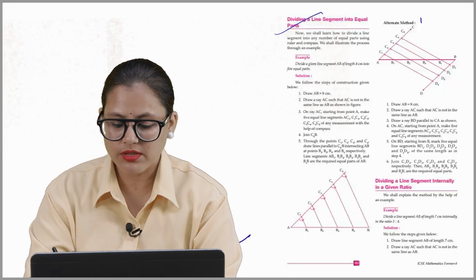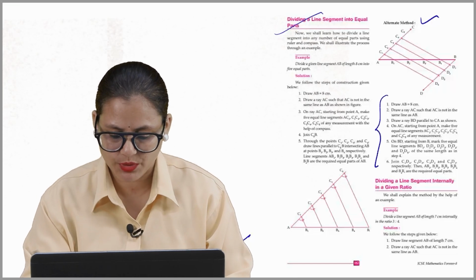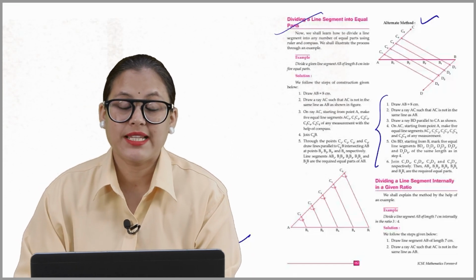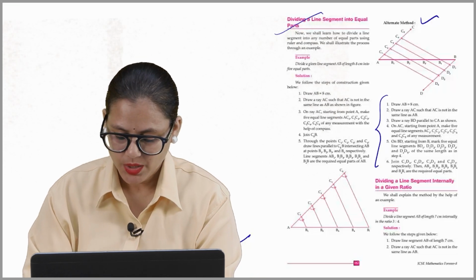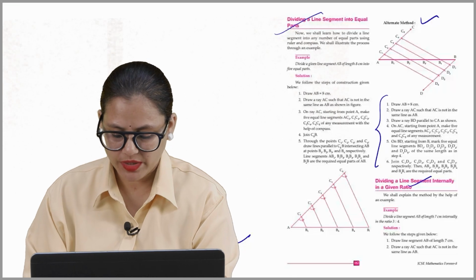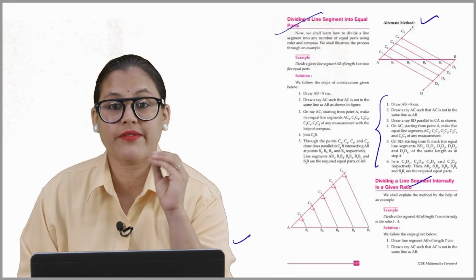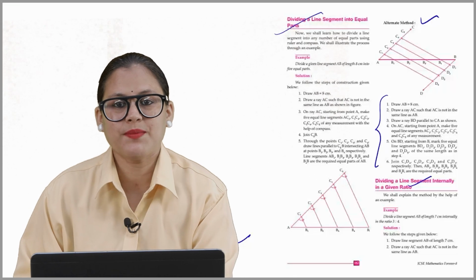Here an alternate method is also given, so you have to go through these steps of construction. Next, dividing a line segment internally in a given ratio. We shall explain the method with the help of an example. The example is: divide a line segment AB of length 7 cm internally in the ratio 3:4. So we follow the steps given below.